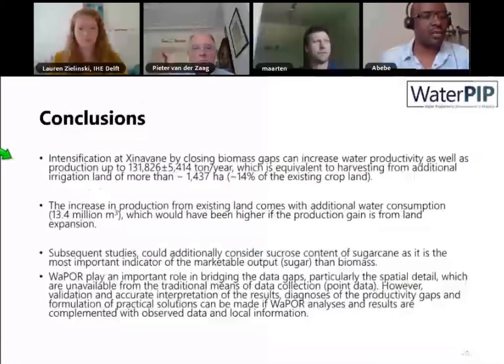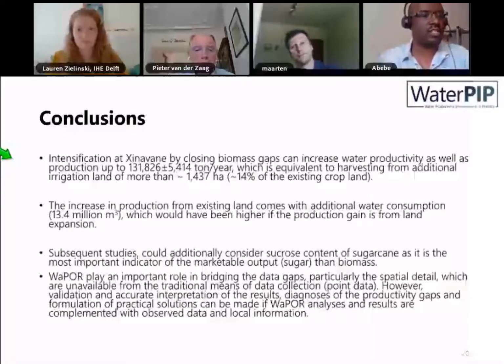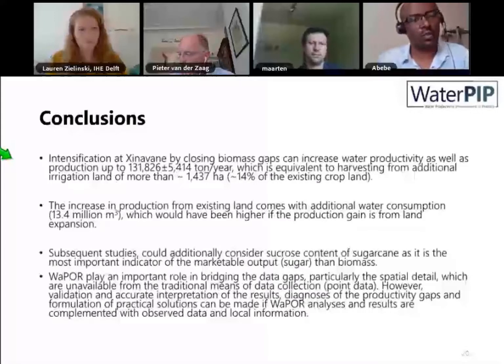So intensification at Sinavana by closing the biomass gap can increase water productivity as well as production, and the production can be increased by more than 100,000 tons per year. This is in fact equivalent to producing from more than 1,000 hectares, or this implies we are even saving about 14% of the existing scheme if we are closing the productivity gap.